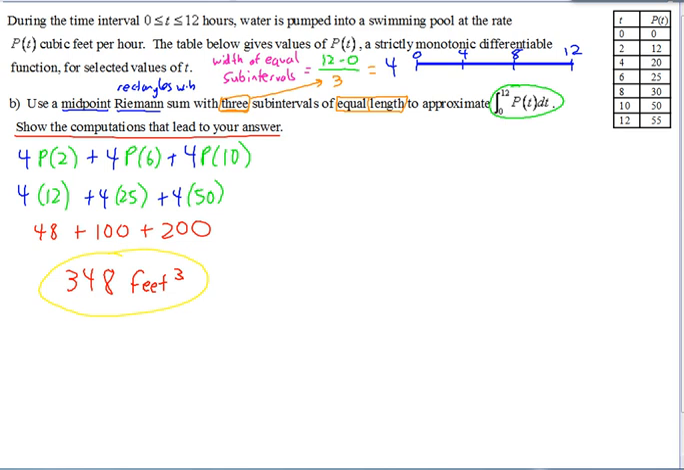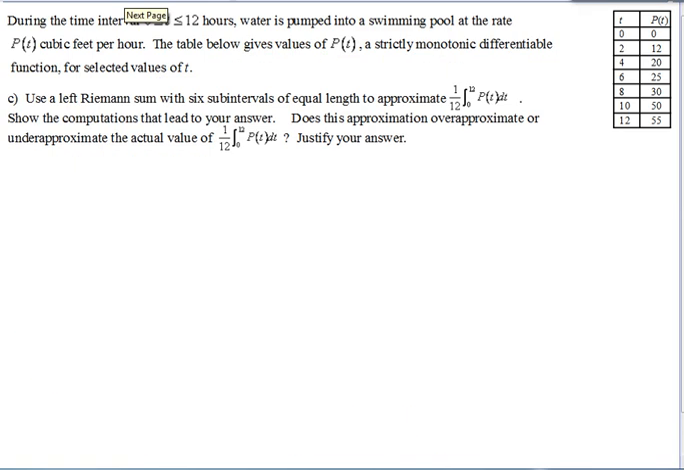We didn't have to put the answer, it didn't say you had to, but that's what we did. Then the final part of this one, part C. Now we're going to use a left Riemann sum. So again, rectangles, width times height. All the Riemann sums are rectangles. But this time, notice, don't assume just because it's the same problem that you're going to use the same subintervals. This one says 6 subintervals. They are equal, but there are 6 of them instead of just 3. And notice what we're approximating has the 1/12 out front.